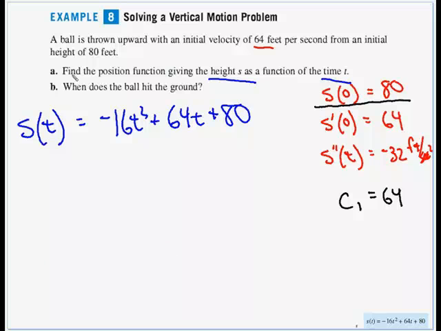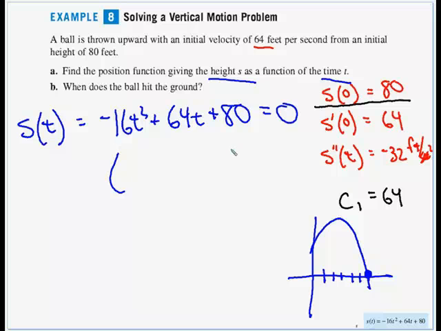Now, Part B says, when does the ball hit the ground? So if we think about this, when we did these problems before, it's a negative something squared. It's a downward opening parabola. So we have our initial height. We throw the ball up. It comes down. Our x-axis is the time it takes. So how do we find out when the ball hits the ground? We set our position function equal to 0.